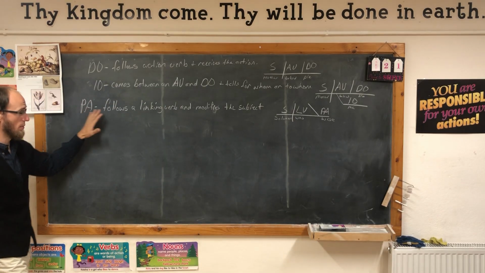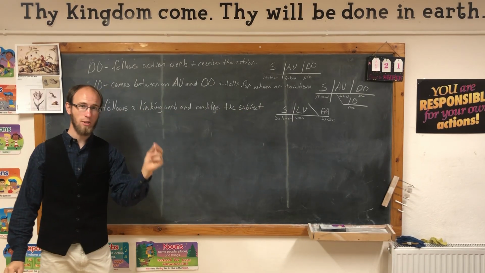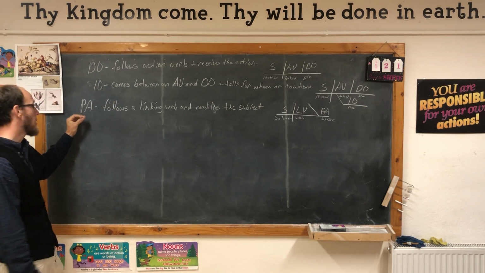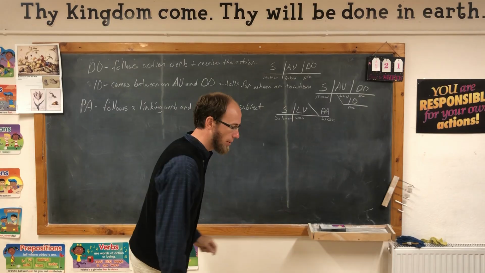Predicate adjectives will always be adjectives. They follow a linking verb, they modify the subject. Remember that subject will always be a noun. Therefore, the predicate adjective will always be an adjective. It's right in the name. Not too hard to remember.